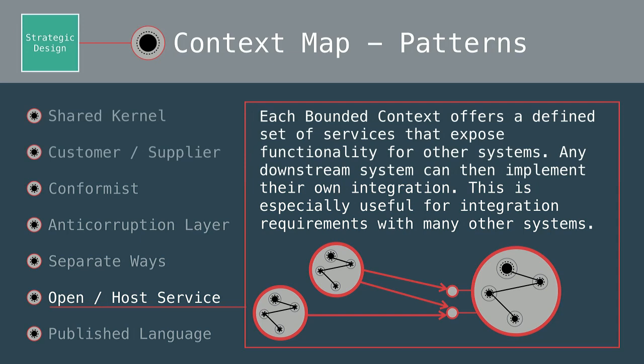The open host service basically says that if one context delivers functionality to other systems by exposing an interface, for instance a REST interface or a web service interface, that can be rated as an open host service. This is usually a model for the upstream systems, the providing systems.